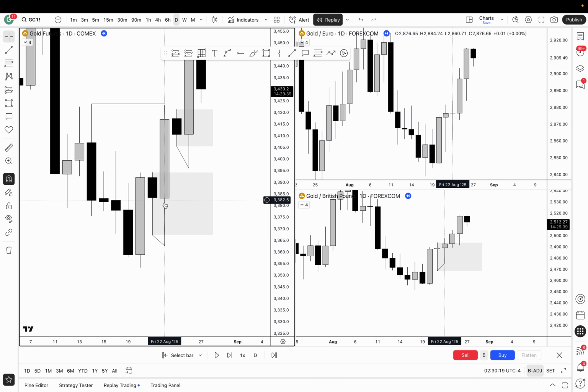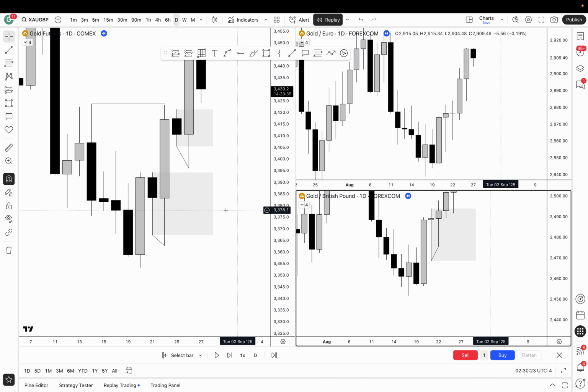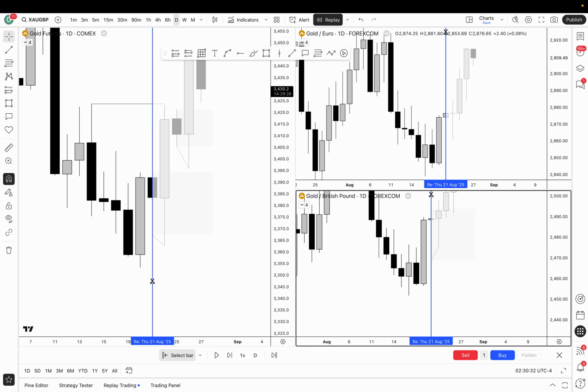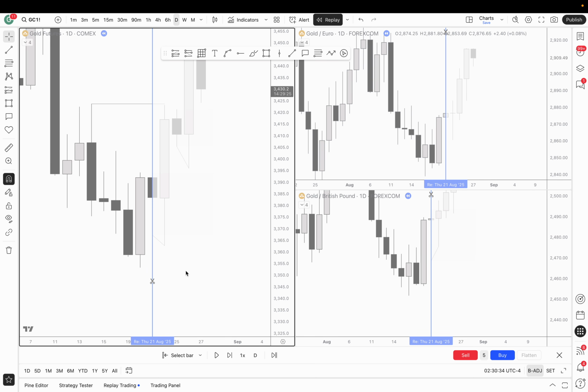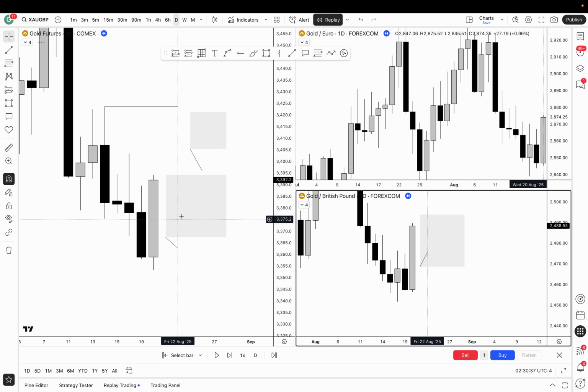given that, why can we anticipate this PSP to actually hold, right? This PSP to be a continuation PSP. Well, let's look at it. So if I bar replay here, let's mark out this high right here.